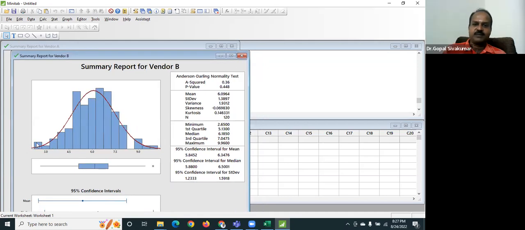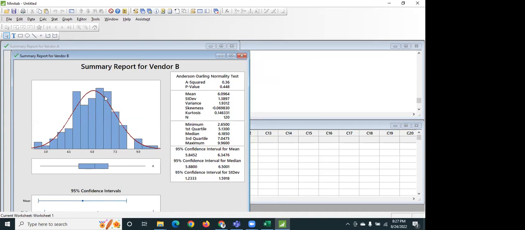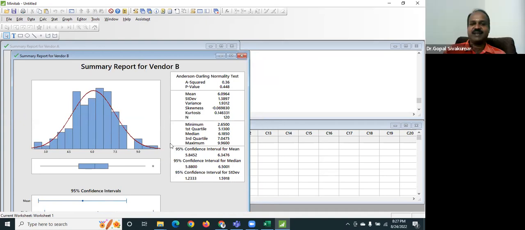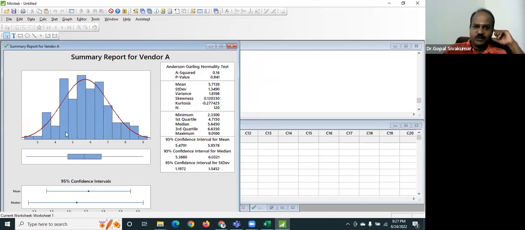Now look at the graph and tell me, is this data normal? Yes, it is normal. See, even though one bar is missing, it is still normal. So the p-value is a confirmation. And now the third one. The third one is also normal and the p-value is a confirmation. Look here, very high p-value. This is how it is.